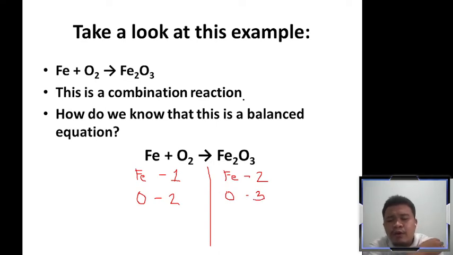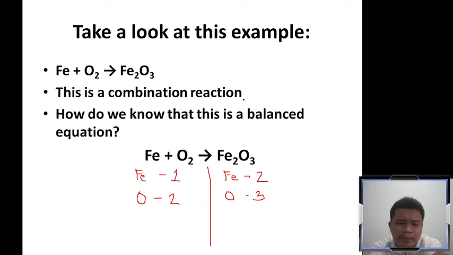Now, if you check the left and the right side of the equation, you can see that the number of atoms of each element in this equation is not the same. This will tell you that this equation has not been balanced at all. So, what can we do in order for us to have a balanced equation so that it will conform to the law of conservation of mass?